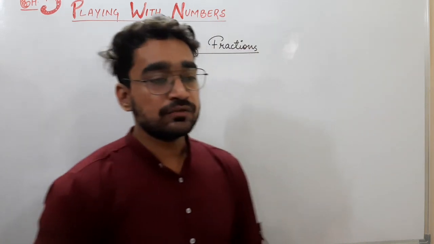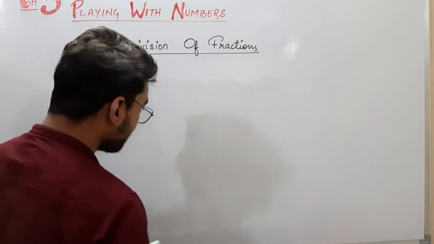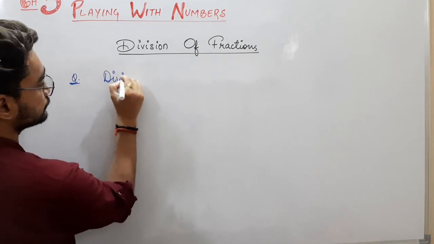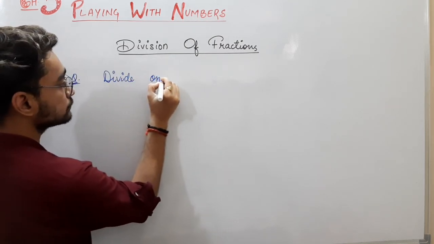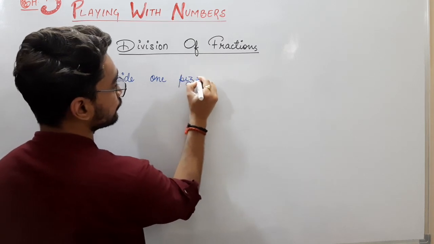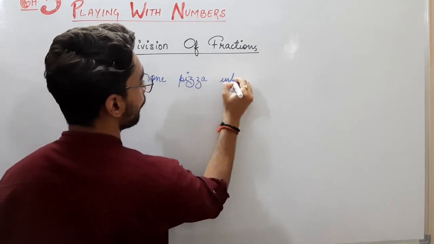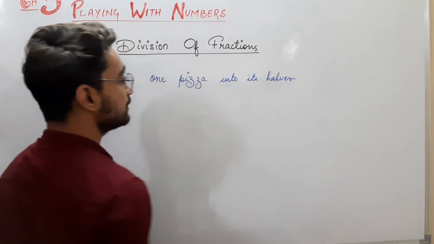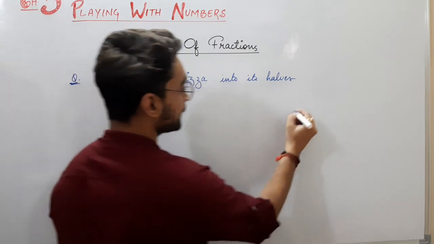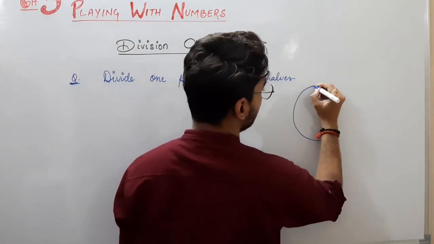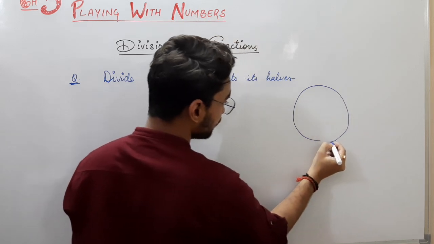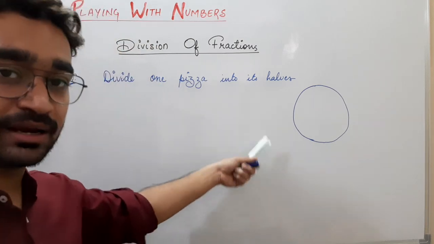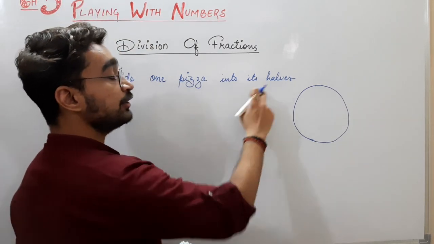But before moving to the division of fractions, for example, divide one pizza into its halves. What you will do is, this is your pizza. I might not be a good artist, I can't even draw a proper circle, so don't mind it. It might be a circle or it might be a pizza. You have to divide it into half.